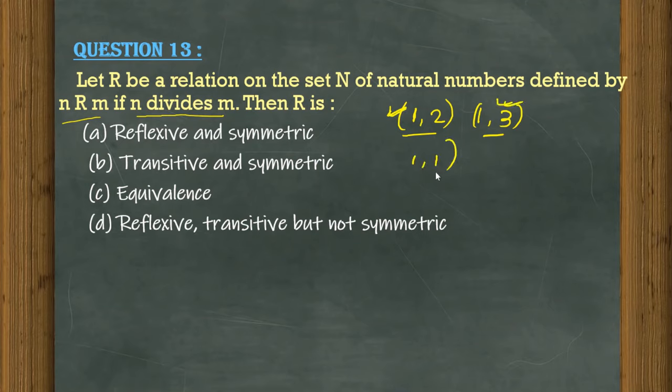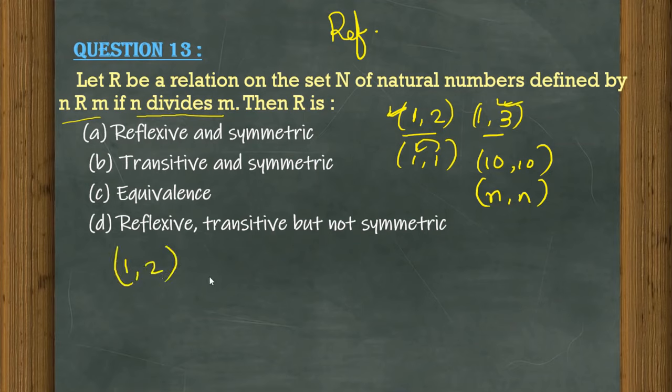So we can take (1, 1). If 1 is divisible by 1, this 1 is also divisible by 1. We can take 10 and 10, any n and n. So this relation is reflexive. And what about symmetric? If 1 divides 2, we cannot say that 2 divides 1. Then it will be a rational number, 1 by 2. So it is not symmetric. It is reflexive but not symmetric.